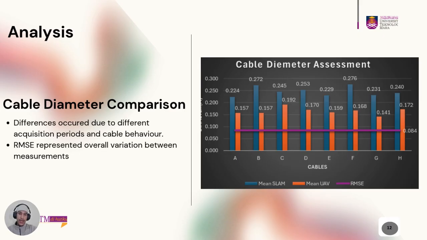Based on the graph provided in this slide, the blue bar represents the SLAM data and the orange bar represents the UAV data. So what I can say is there is a big difference between both measurements, where the RMSE represents the overall variation between the extracted cable diameter values. Hence, the difference observed is mainly related to the acquisition condition and the cable behavior itself.